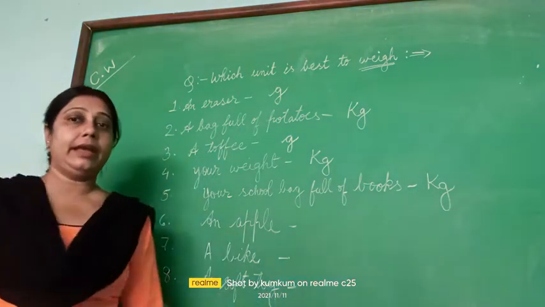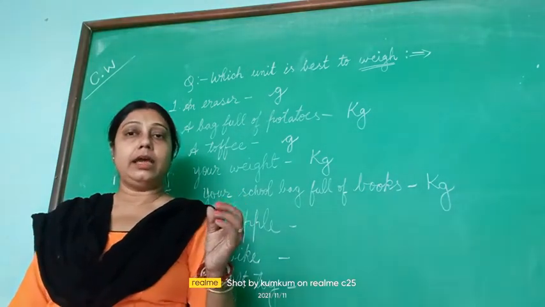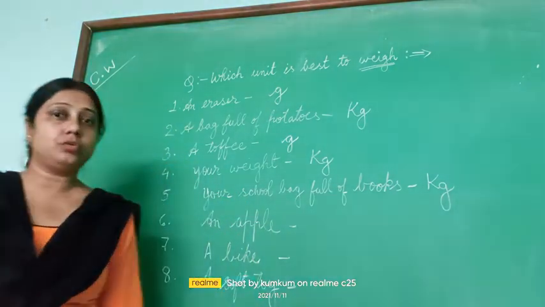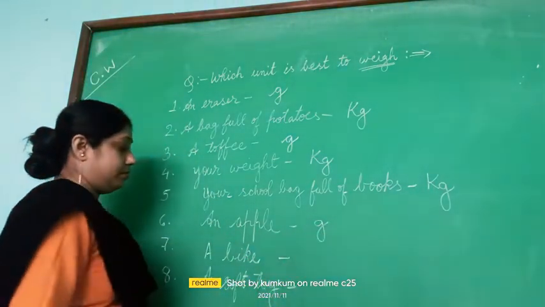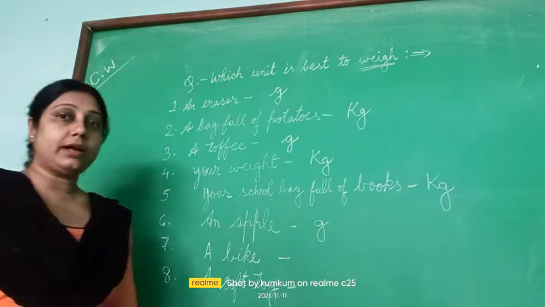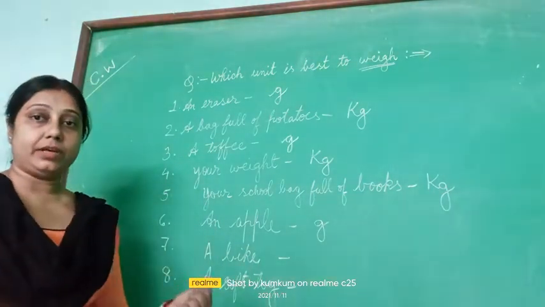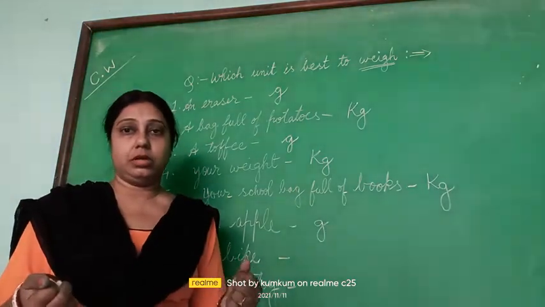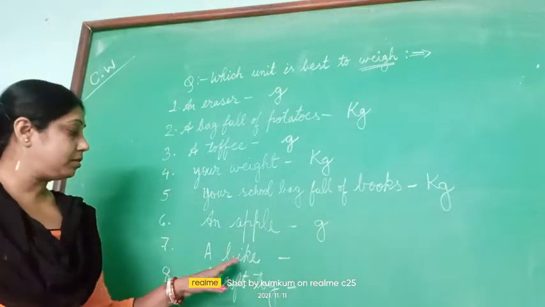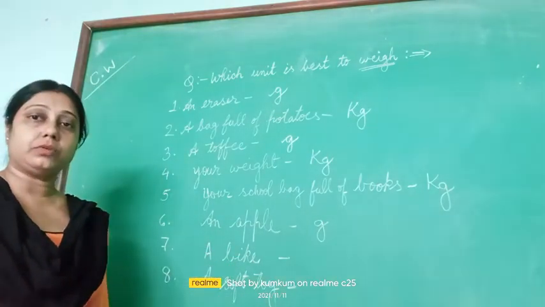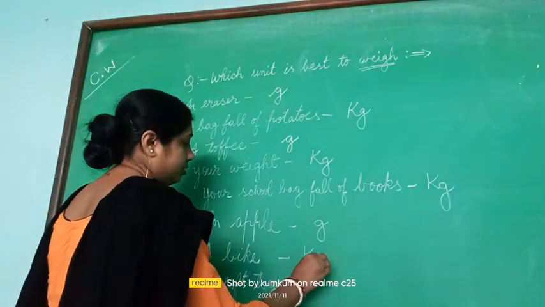An apple. A simple apple is a small thing and it is not so heavy, so it will be measured in gram. Next one. Your father has a bike or scooter, so that is very heavy. You cannot move it on your own. So it is very heavy. What unit are you going to use for measuring a bike? Yes, it will be kg.